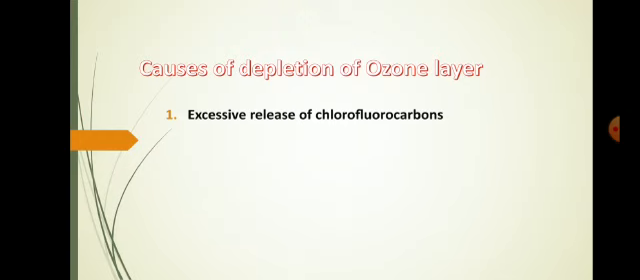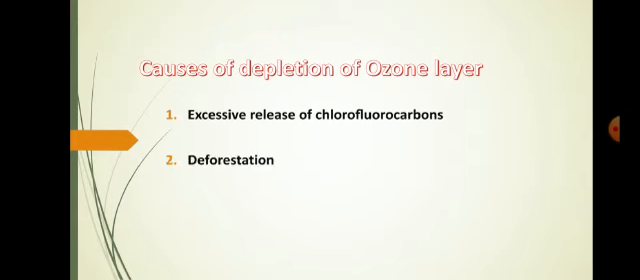Next, we'll see the causes of depletion of ozone layer. During the last several decades, excessive release of chlorofluorocarbons has caused severe damage to the ozone layer. You can see the sprays which we use, refrigerators, air conditioners, all these have CFCs. Even the ozone is damaged due to the use of chemical pesticides, fertilizers and all.